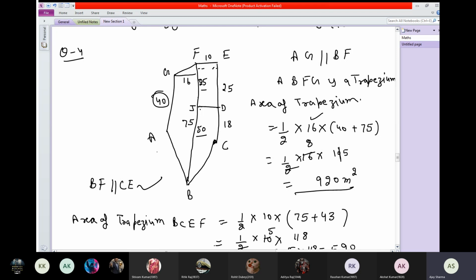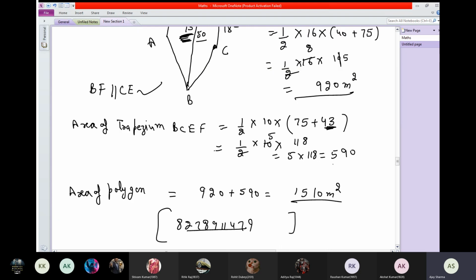What is the formula for the area of a trapezium? 1 by 2 into height. Height is the distance between the parallel sides, that is equal to 10, already given to you. Multiplied by the sum of the parallel sides. One side is 75 that we calculated. Now another side is 25 plus 18, that will equal 43. Now you can solve and you will get the answer 590 meter square.